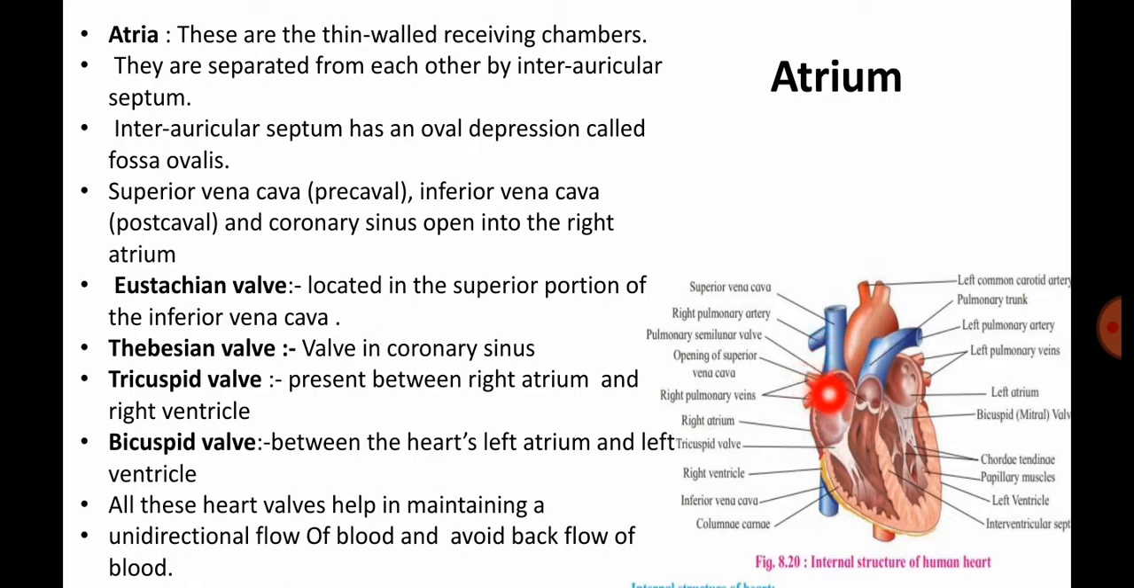So now coming to the depression here. The depressions are present in the auricles. The depressions which are present in the auricles are called the fossa ovalis. So that is called the fossa ovalis.